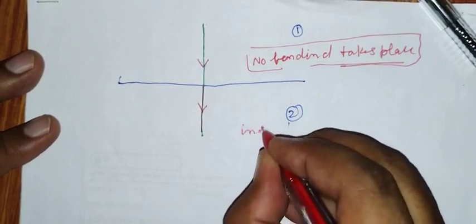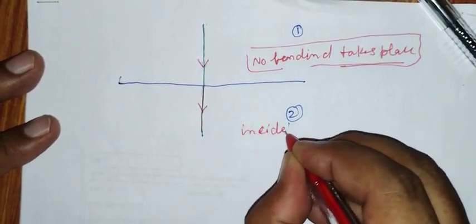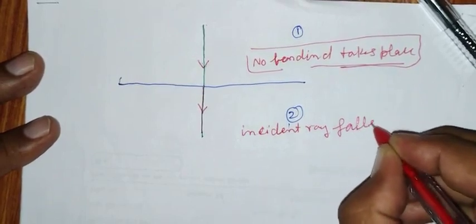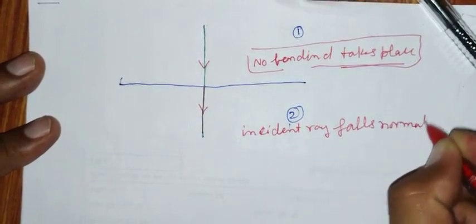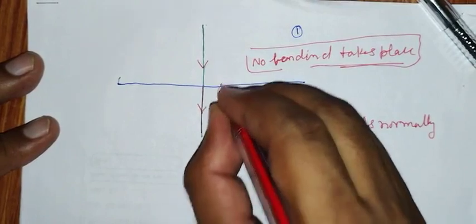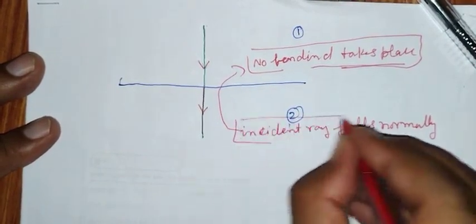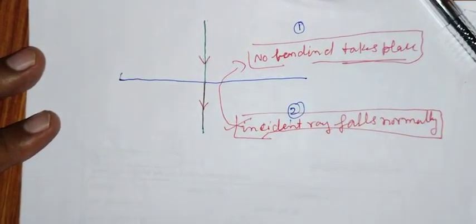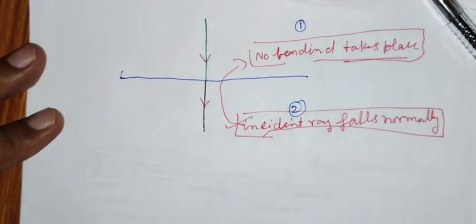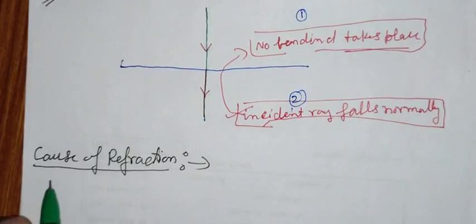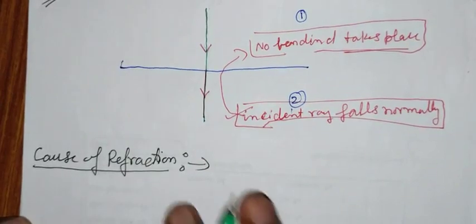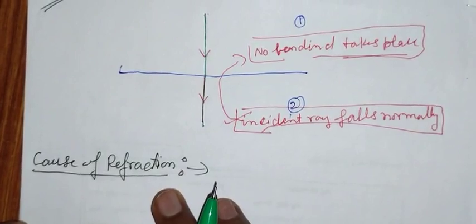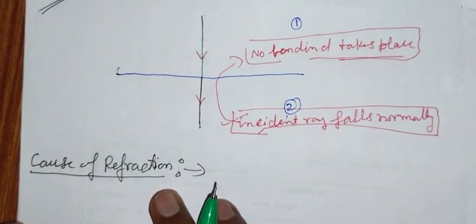We may write: the incident ray falls normally. In that condition, no bending takes place. We can take this as one special condition under the law of refraction. Now see the cause of refraction. Why does refraction take place when a ray of light passes from one medium to another?